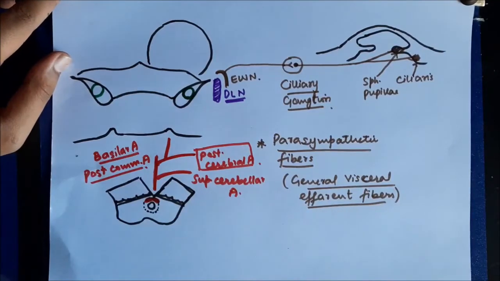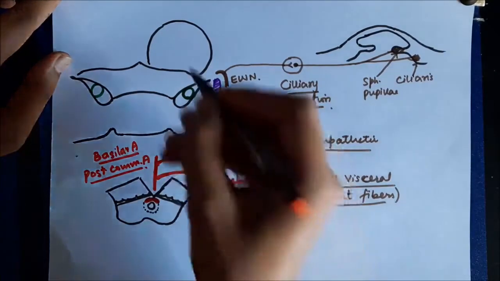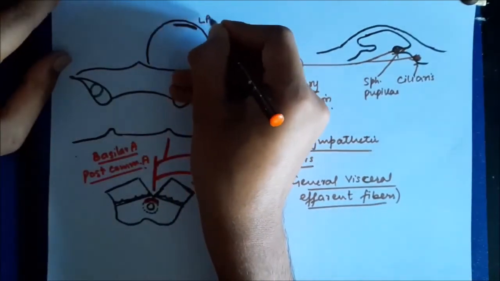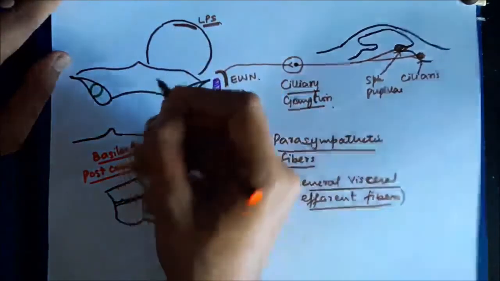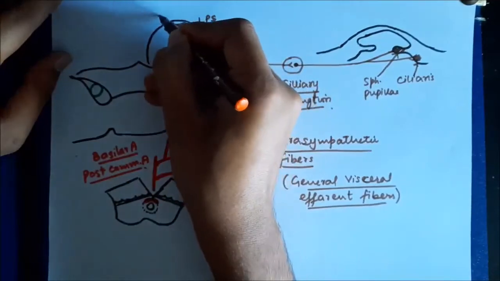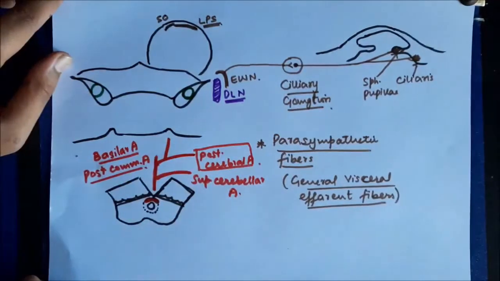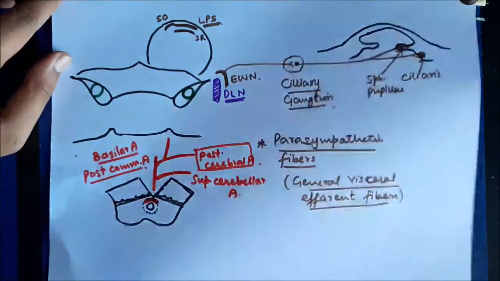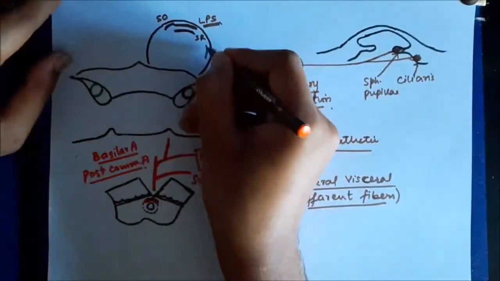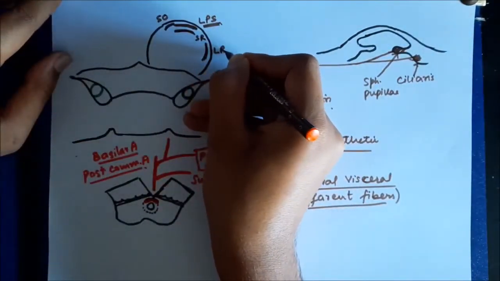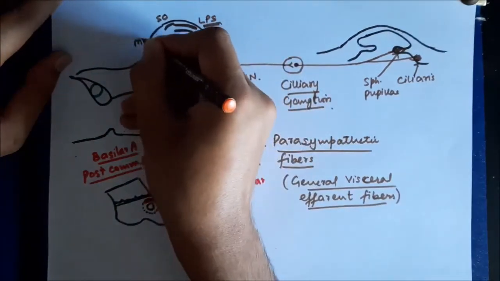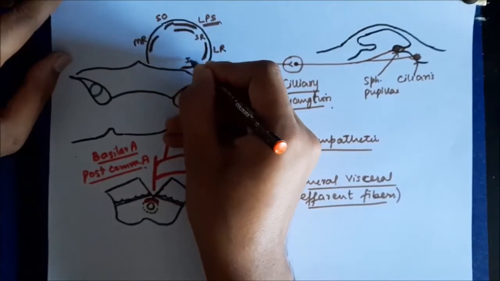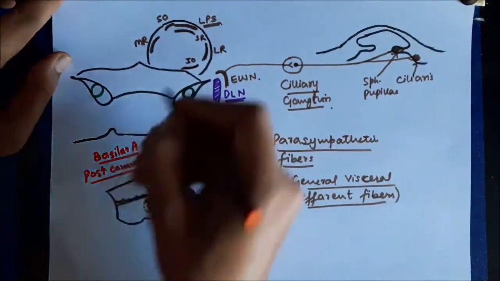Now in the orbit, the main muscles which are supplied by this nerve are the extraocular muscles. This muscle is the levator palpebrae superioris, and this is the superior oblique. This muscle is the superior rectus. On the lateral aspect there is the lateral rectus. Medially there is the medial rectus. Similarly, opposite to the superior oblique there is the inferior oblique, and then there is the inferior rectus.